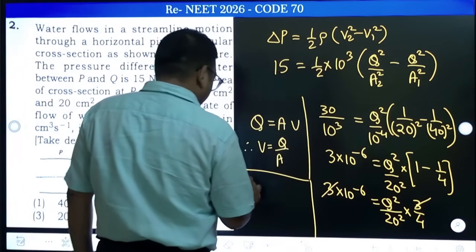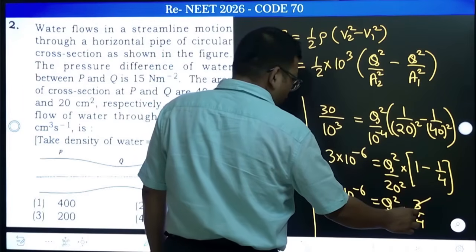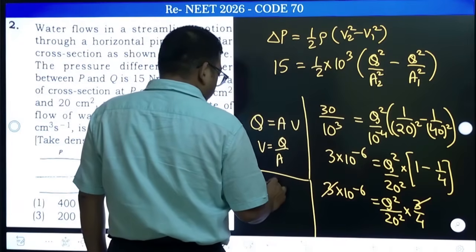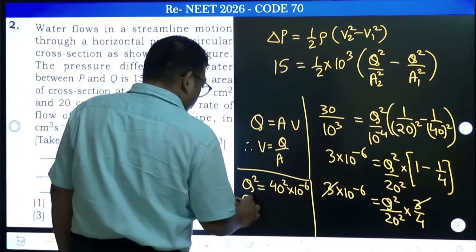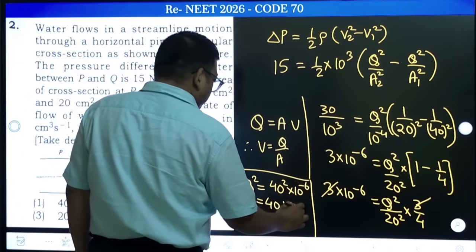What can we conclude? This 3 will go away, right? So Q square will become what? Q square will become 20 square into 4. So 20 into 2 you can take, 40 square you can take. So this is 40 square into 10 to the power minus 6. So now Q will be coming as 40, and square root means 10 to the power minus 3 will come, correct?